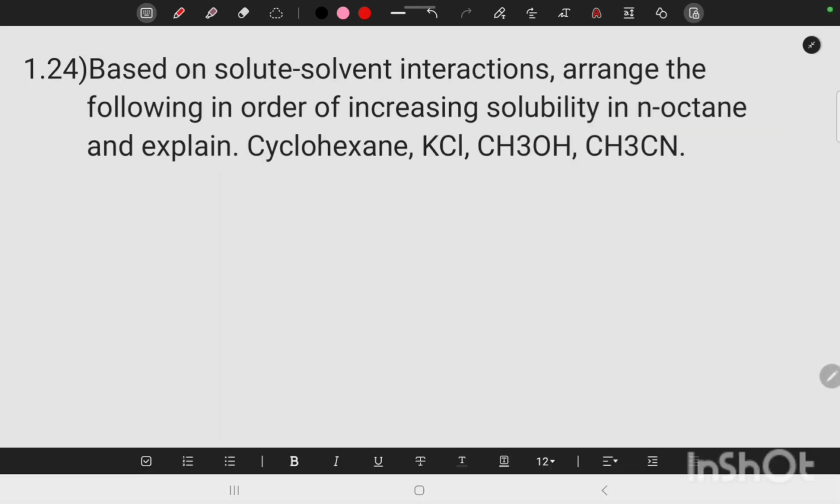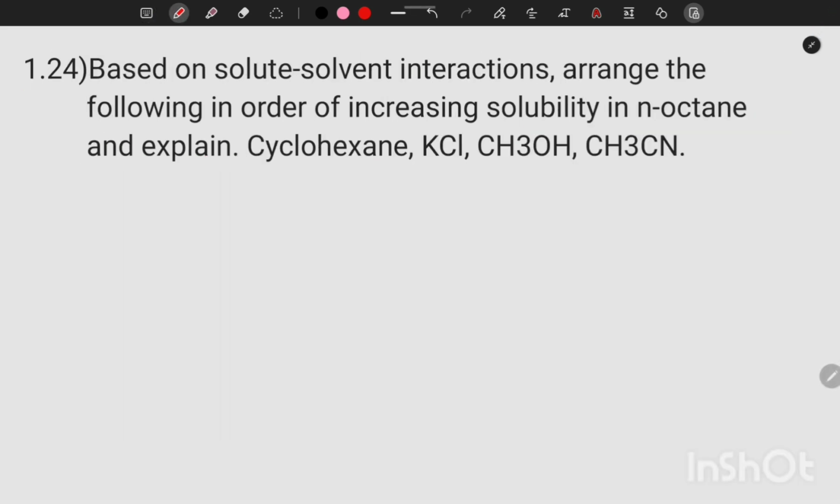Arrange the following in the increasing order of solubility in normal octane and explain: cyclohexane, KCl, CH3OH, CH3CN. Here we have to check the solubility in octane. Octane is a non-polar solvent. So as per the rule, non-polar substances are soluble in non-polar solvents.